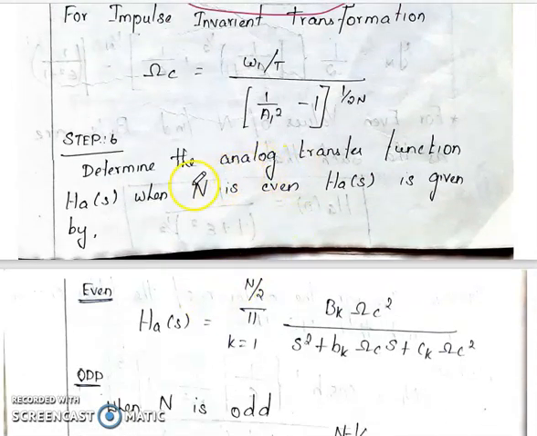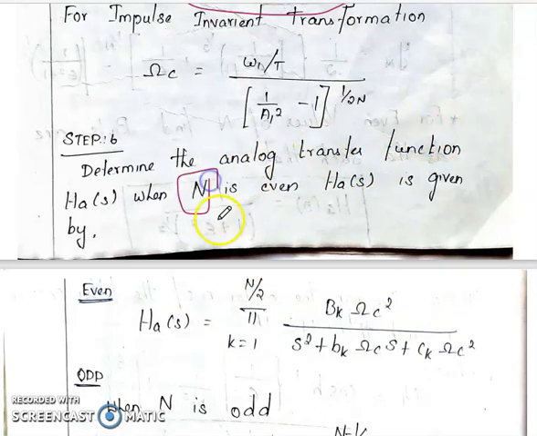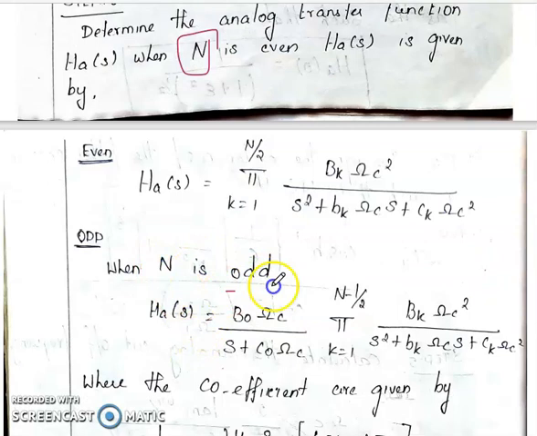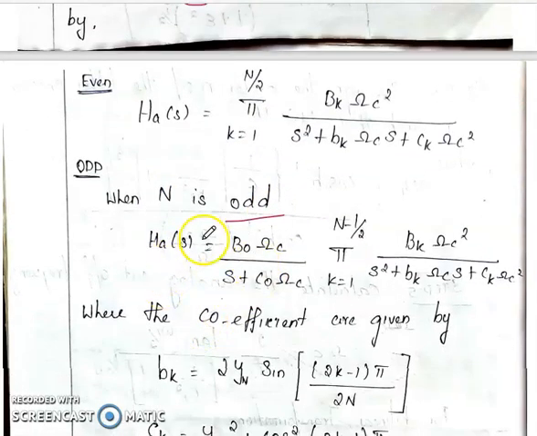Then we move on with step 6. So here also we have to determine the analog transfer function. For the transfer function, when n is even, you consider this formula: H(s) is equal to the product for k equal to 1 to n/2 of bk Ωc² by s² plus bk Ωc s plus ck Ωc². For n odd, suppose the n of the samples is odd, you have to consider this formula: H(s) is equal to b0 Ωc by s plus c0 Ωc, times the product for k equal to 1 to (n minus 1)/2 of bk Ωc² by s² plus bk Ωc s plus ck Ωc².